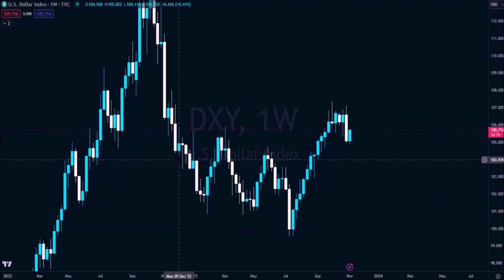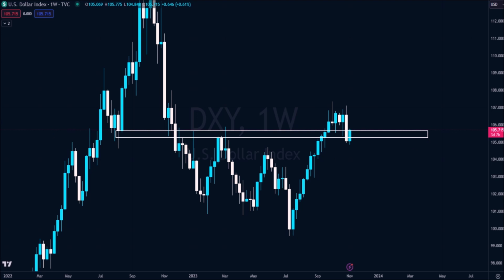We're going to start off with the dollar index. This is a weekly chart. I'm bullish on the dollar. We have a few levels that we're coming into as well, so let me just mark those in the chart for you. Support and resistance.